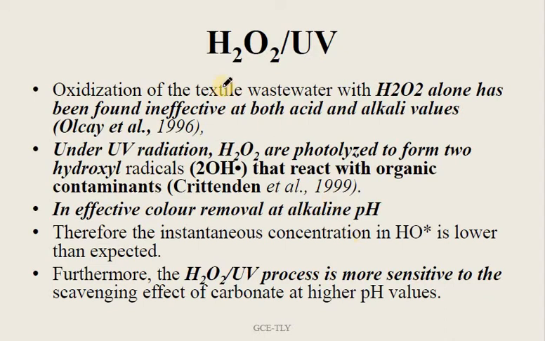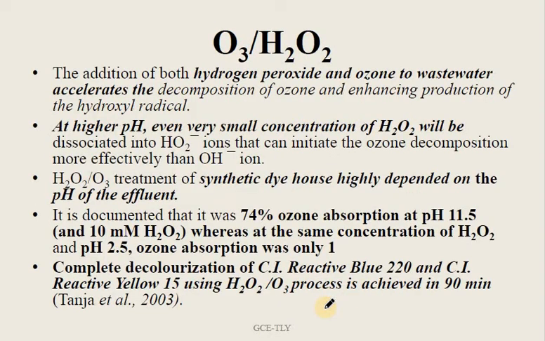Next is hydrogen peroxide with UV. The oxidation of textile wastewater with hydrogen peroxide alone is ineffective, as I said earlier. So along with UV, the reaction is highly effective and the color removal is better with H2O2 along with UV. And another one is O3 along with H2O2. Here they together produce more hydroxyl radicals, and at higher pH, a very small concentration of H2O2 will dissociate into HO2- ions, and that can initiate ozone decomposition more effectively than OH- ions. So they together contribute to greater reactions.